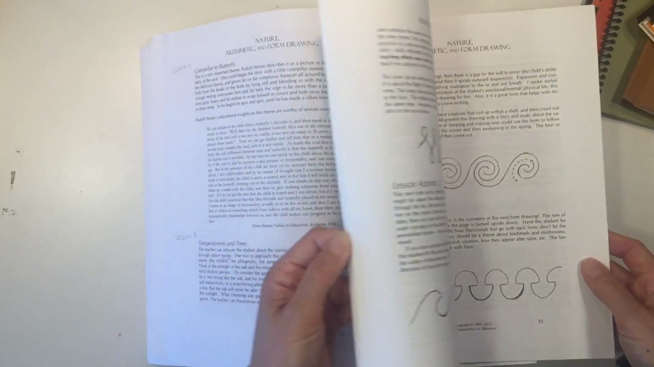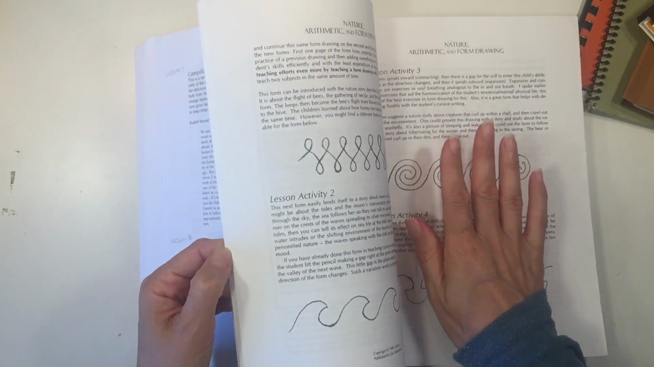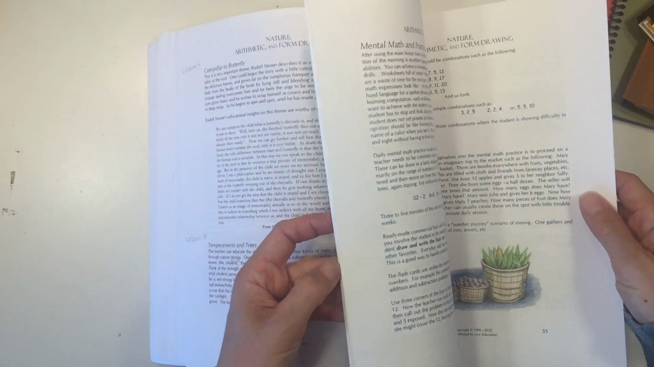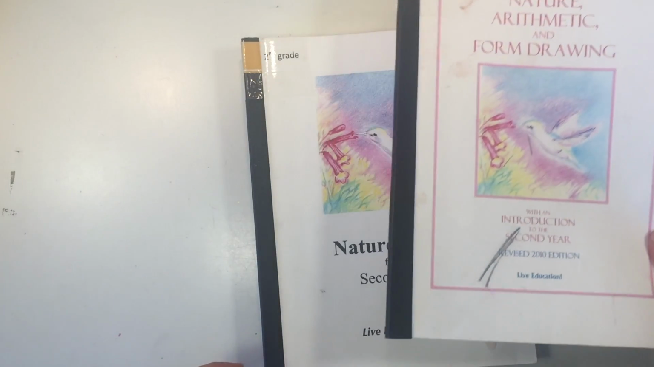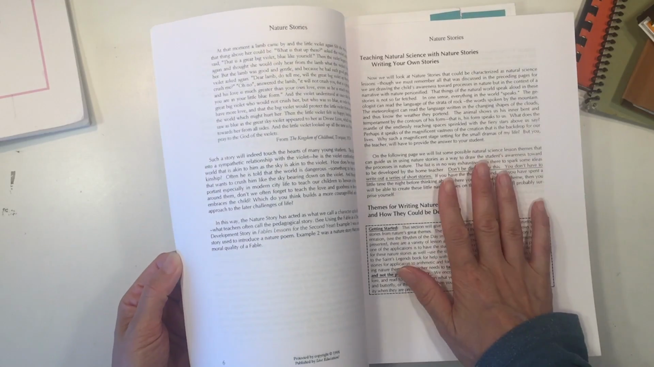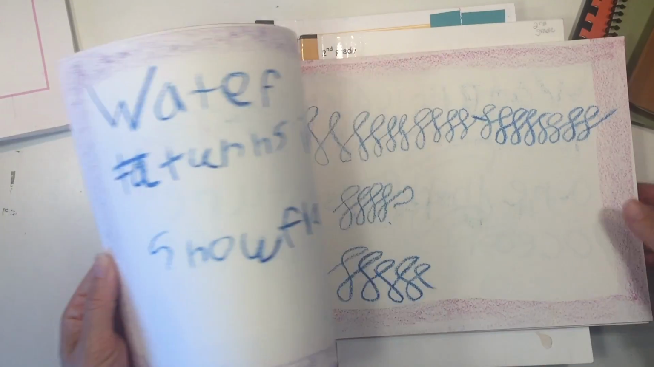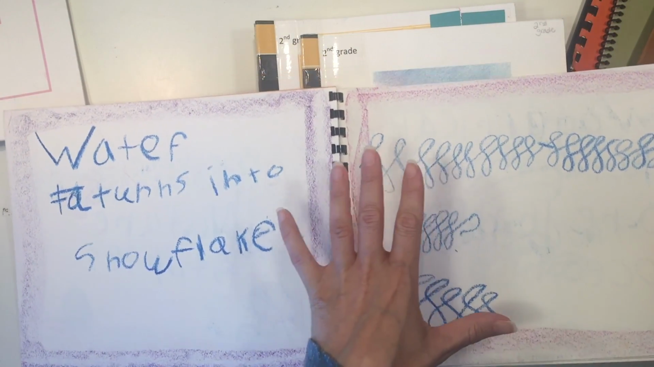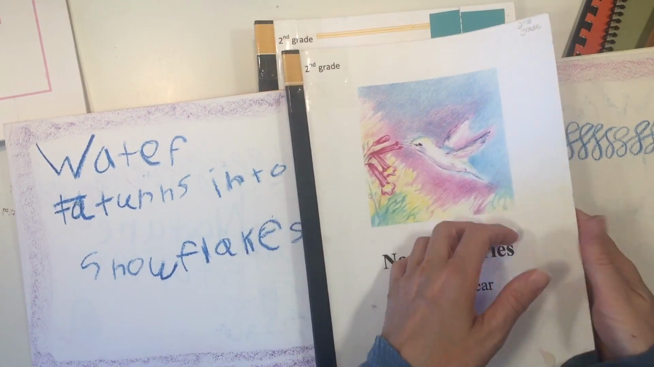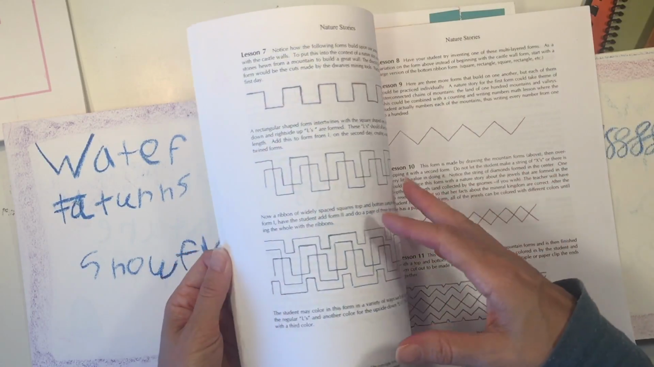All right, so let's move on to some other parts of this book. You've got your form drawing examples here, and then you have some of the math concepts that are going to be covered this year as well. All right, let's look at nature stories for the second year. This is going to have a lot of your science and form drawing and writing for the second grade student. So this is a really different way to approach these different subjects. They're all going to be merged together.